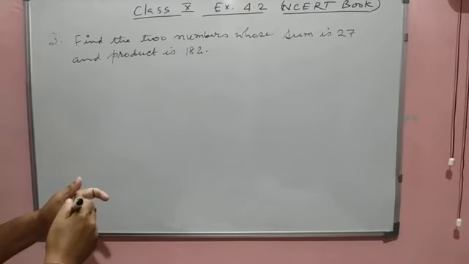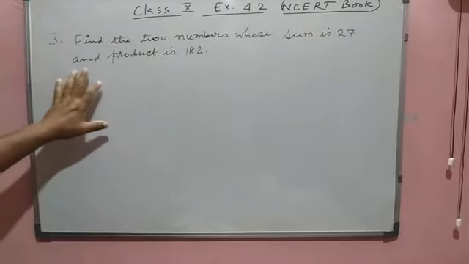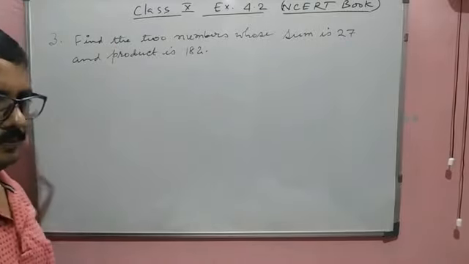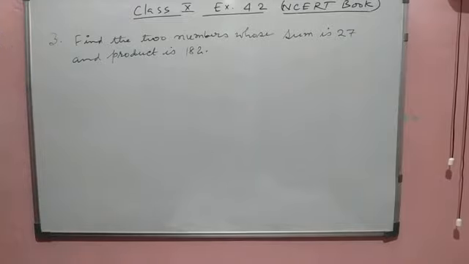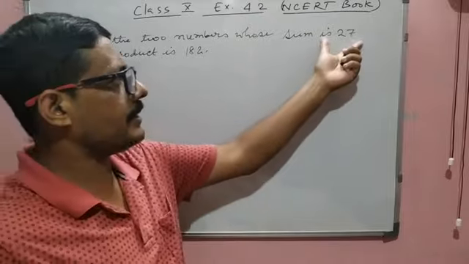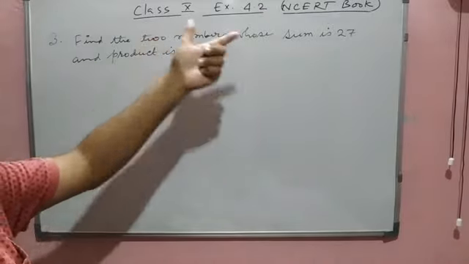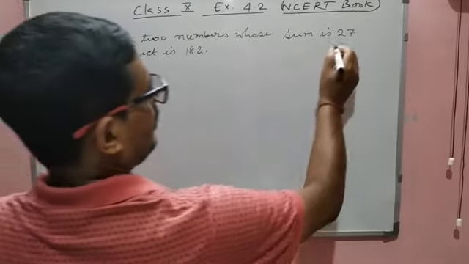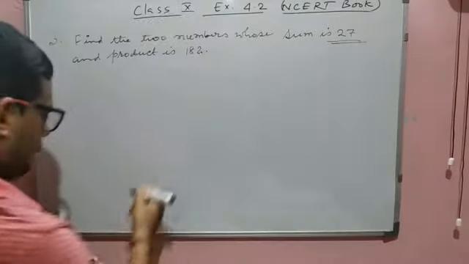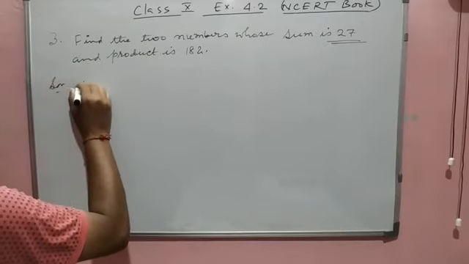Now the next question is: find the two numbers whose sum is 27 and product is 182. This is question number 3 of this exercise. So the sum of the two numbers is 27 and their product is 182. So you have to find the two numbers. The sum is given as 27.